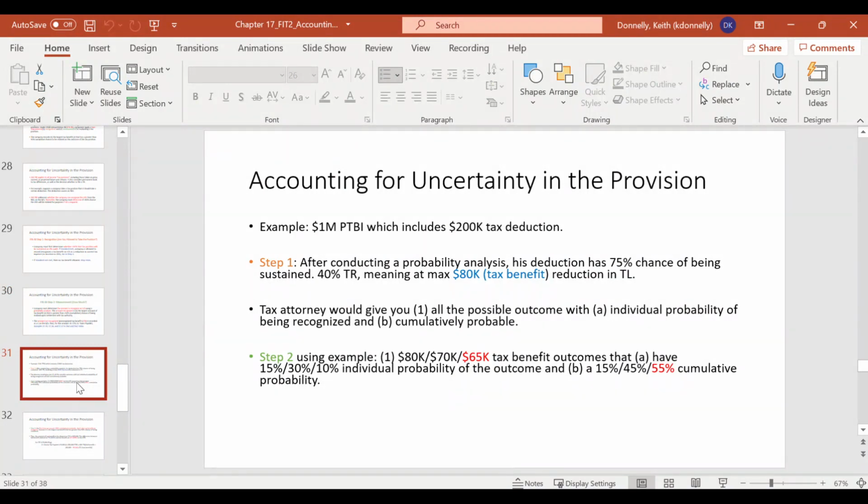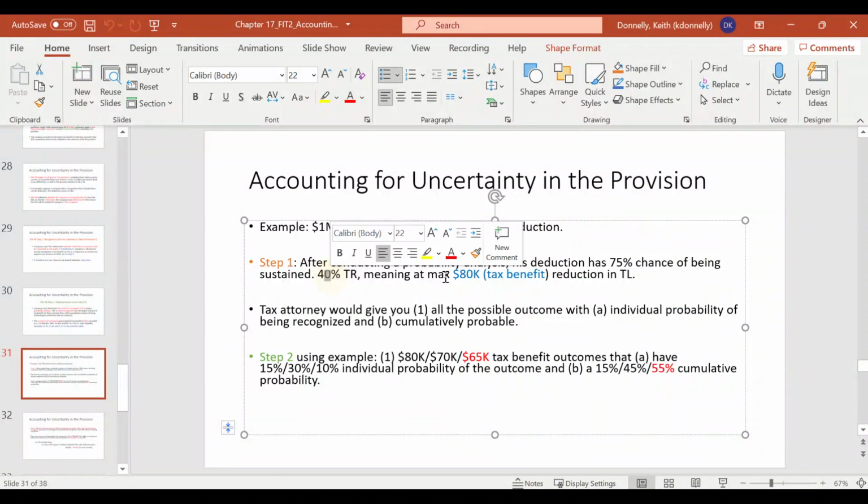But we have an example here, right? Let's imagine that we have $1 million pre-tax book income. This includes a $200,000 tax deduction. After conducting a probability analysis, right? You're not going to be asked to conduct a probability analysis. This is just something that the actuaries would do. We realize that this deduction has a 75% chance of being sustained, right? And there's a 40% tax rate, meaning at max, right, at the end of the rainbow, if this was perfect, we would have an $80,000 tax benefit, or a reduction in our tax liability, right? The $200K deduction times 40% would give us $80K in taxes that we save.